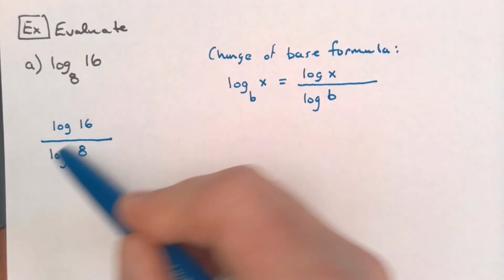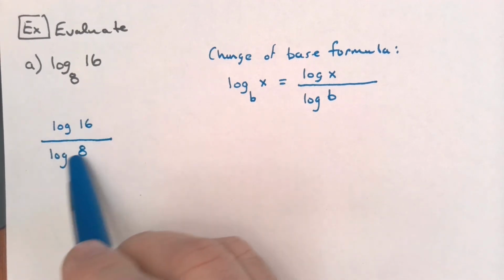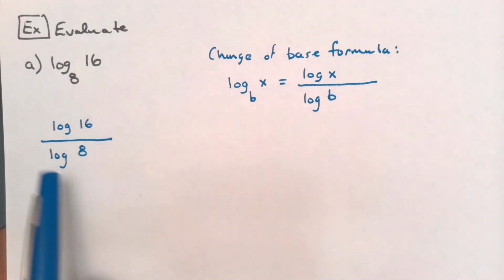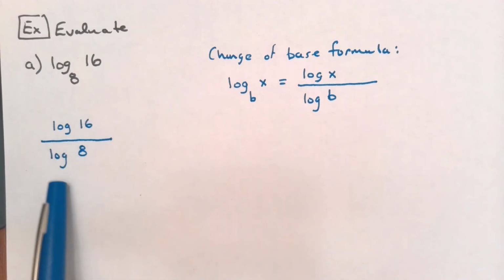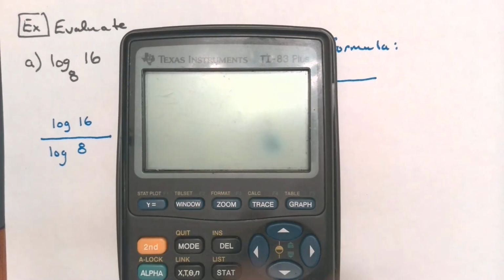Log of 16 divided by log of 8. If you're going to say it with the base in there, both of these are log base 10. So this is log base 10 of 16 divided by log base 10 of 8. So let me grab the calculator.